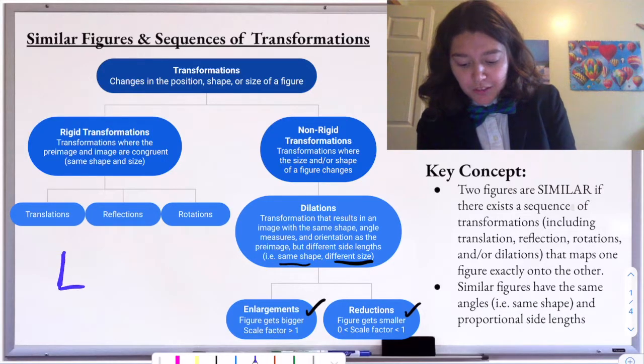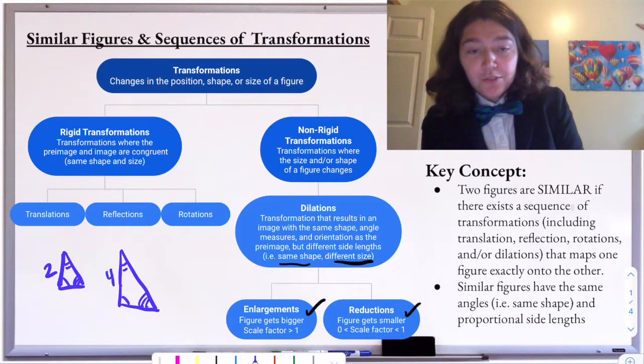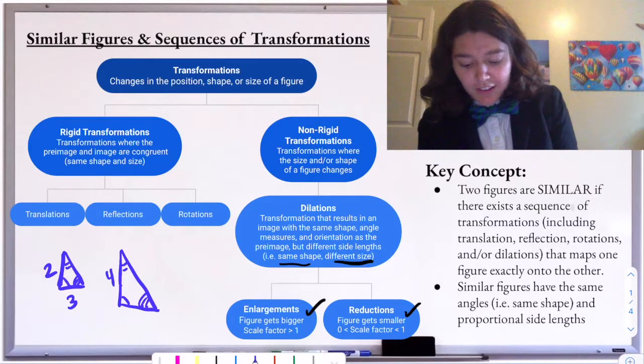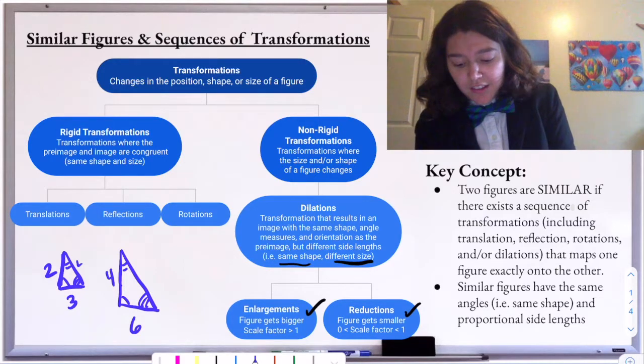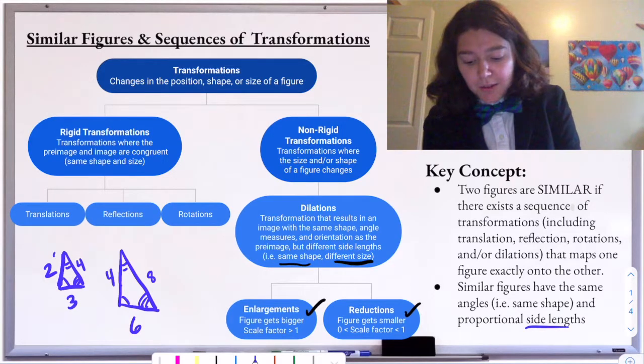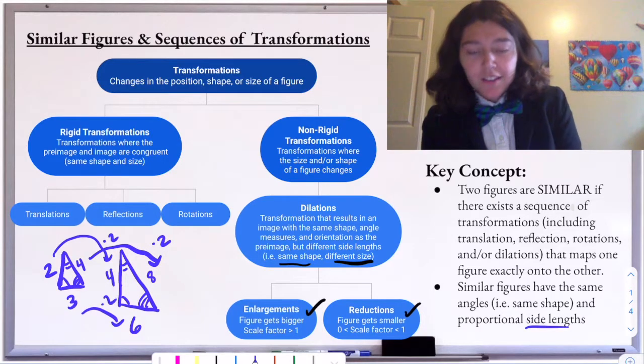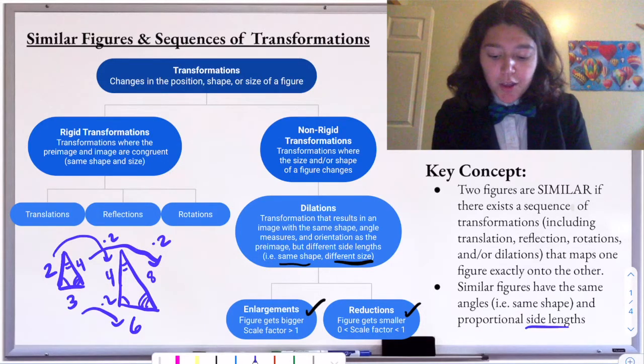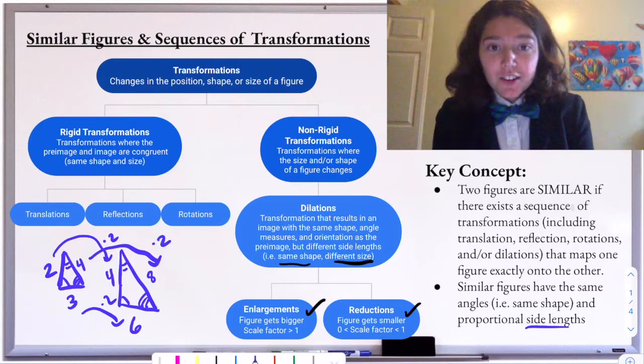So very briefly, if this is my triangle, and this is another triangle, these angles are going to be the exact same. And then maybe my side length here is 2, and my side length here is 4. Maybe my side length here is 3, and this is 6. And this is 4, and this is 8. The side lengths have that common scale factor. I'm multiplying by 2 to take from one to the other. And all the angles are the same. So those would be similar figures.